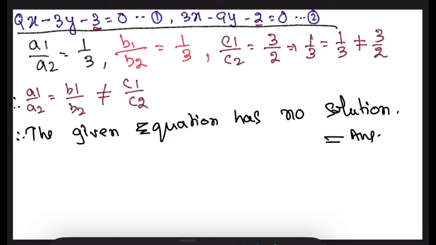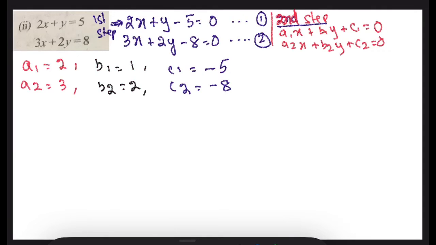Okay, understood? Then let's go to the second question. Second question is what? 2x plus y equals to 5, 3x plus 2y equals to 8. So we shall see, first step is what? We have to see whether it is in standard form or not. It is not, because after equal, 5 is there, not 0. So we should bring this 5 to this side. So you write 2x plus y, and this 5 will come this side, plus 5 will become minus 5, that equals to 0.